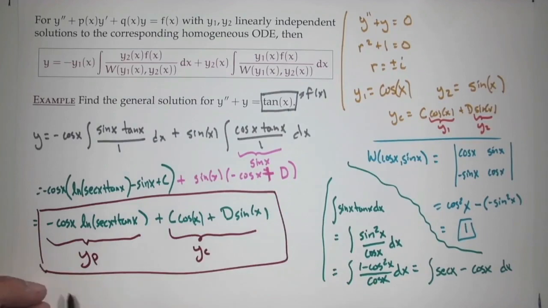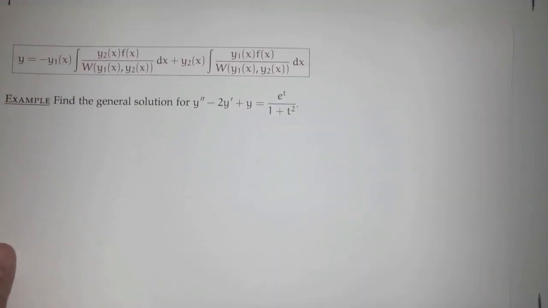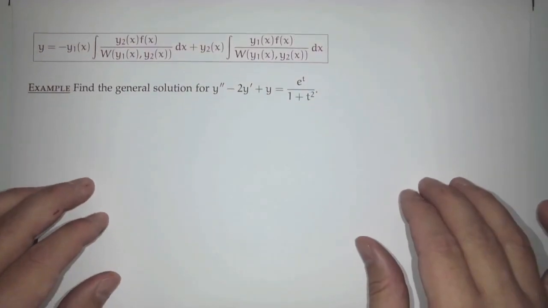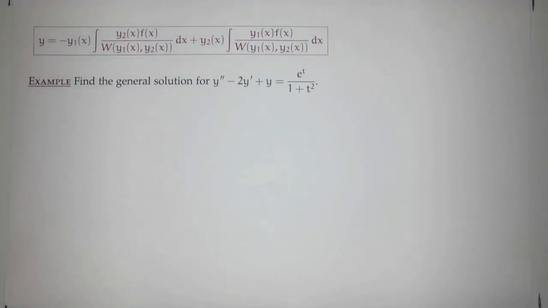So there we go. Minus cosine x times log of secant plus tangent. Beautiful, beautiful. All right. How'd you feel about that one? Good? Great. Well, let's do another one while we're in the mood. Okay. So again, we'll have the formula for reference so that we can all agree what's going on.